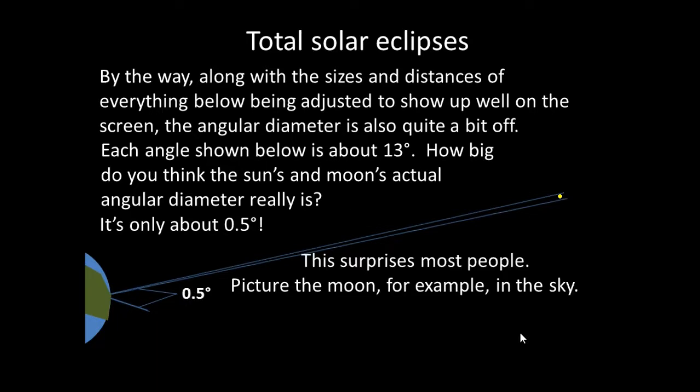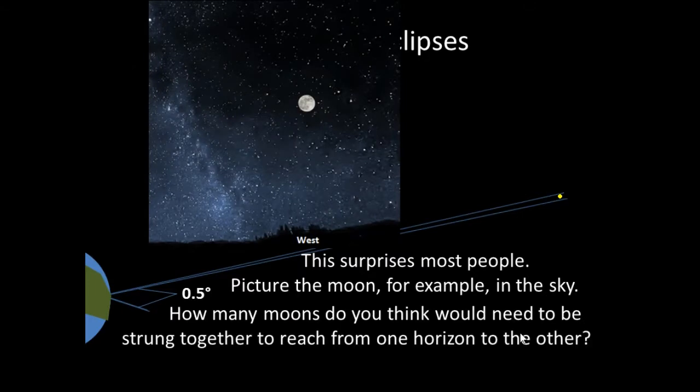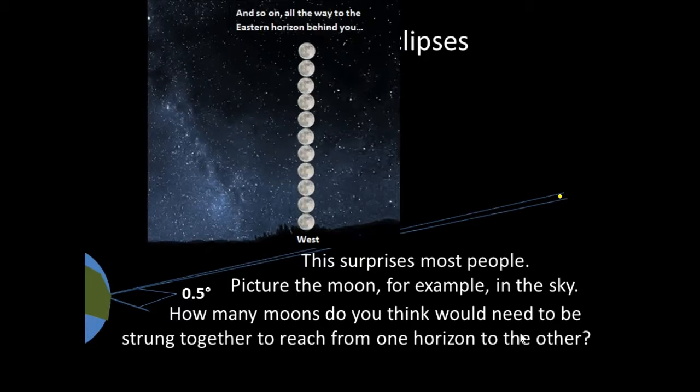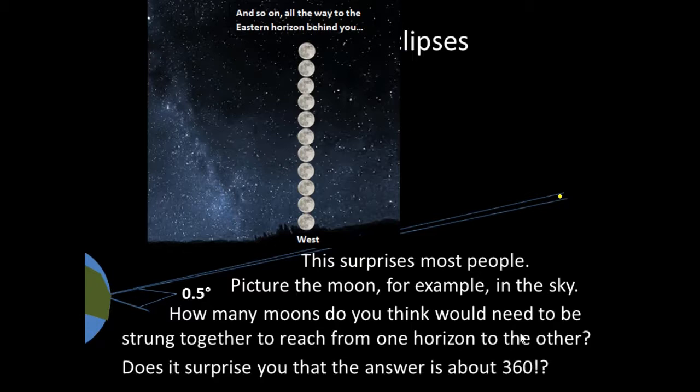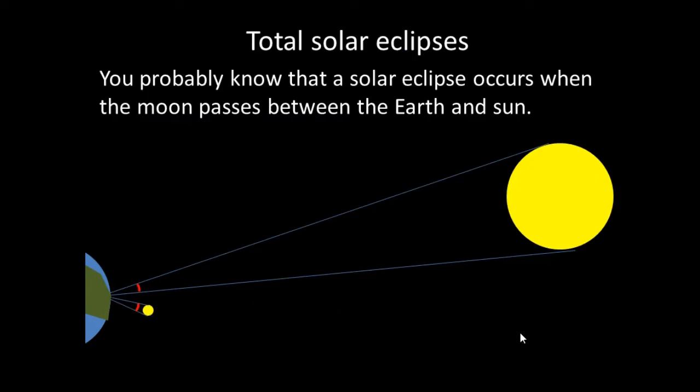This surprises most people. Picture the moon, for example, in the sky. Ask yourself how many moons you think it would need to be strung together to reach from one horizon to the other. Like that, and so on, all the way to the eastern horizon behind you. Does it surprise you the answer is about 360 moons? Anyway, as you can see above, an angle of 0.5 degrees is really small and hard to see. So again, for the rest of the show, we'll go back to using that exaggerated 13 degree angle.